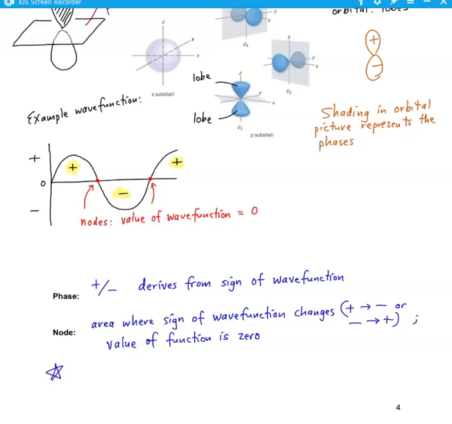So then what is a node? What's the physical significance of a node? A node in an orbital, and now we're talking about the three-dimensional pictures that we're used to seeing, a node is an area where there is a 0 probability of finding an electron.